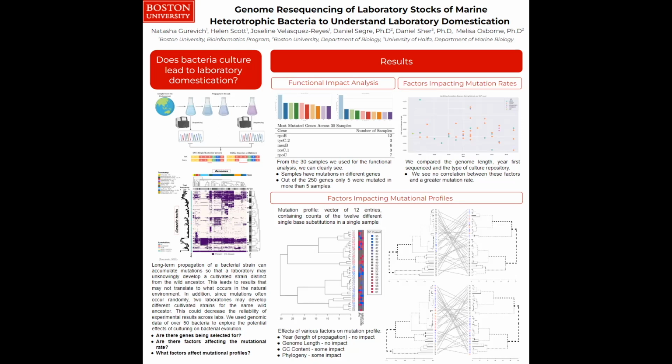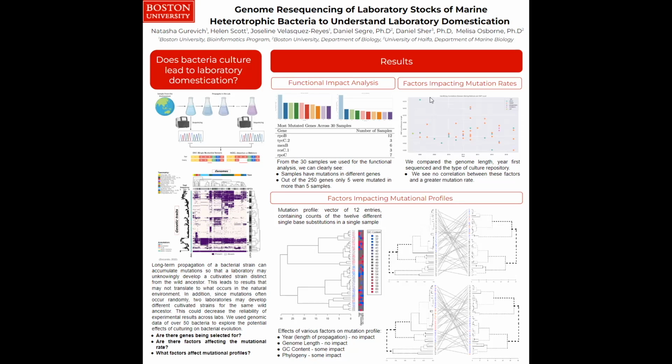As mutations often occur randomly, two labs may develop different cultivated strains for the same wild ancestor. This could potentially decrease the reliability of experimental results across labs. It is therefore critical to perform careful and extremely short-term propagations of natural isolates to conserve the traits encoded in their original genomes and limit the creation of cultivated strains. To understand how bacterial stocks could be changing due to the selective pressures that arise in a lab environment, we resequenced 59 marine bacteria and compared them to reference genomes collected prior. We then sought to understand the factors affecting mutation profiles, factors affecting mutation rates, and functional genomic changes.